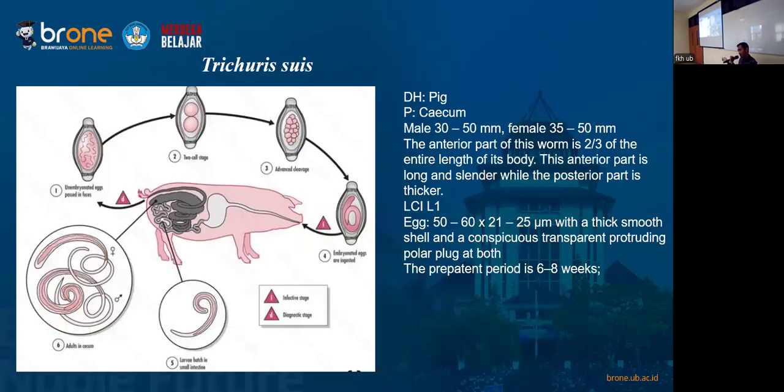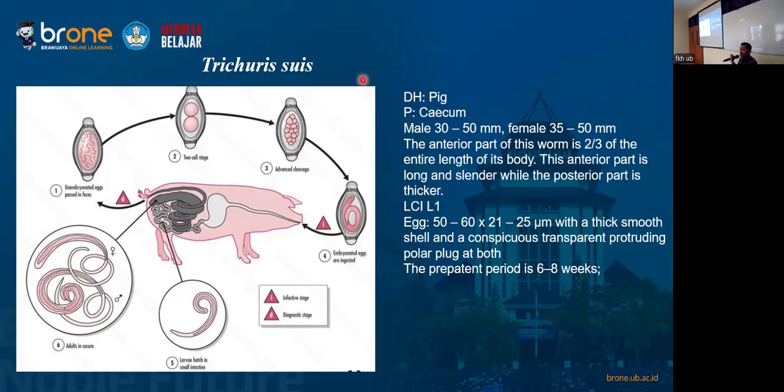And we jump to the next worm in the pig, namely Trichuris suis. If you look at this form of egg, which worm has a similar form to this egg? Anyone know? Capillaria, excellent. Capillaria has a similar egg form to this one, guys. Okay, and I'll show you the difference between the Capillaria egg and the Trichuris egg.